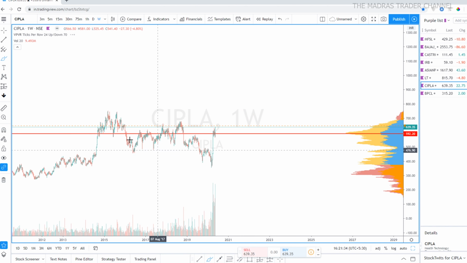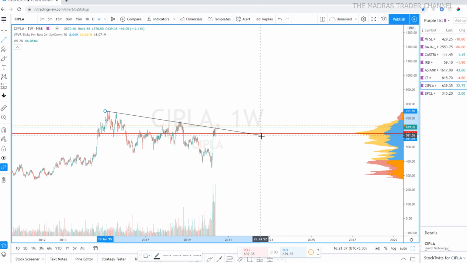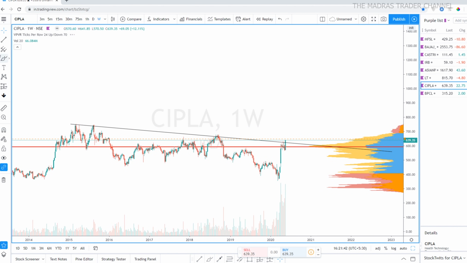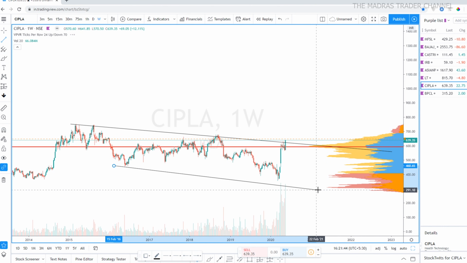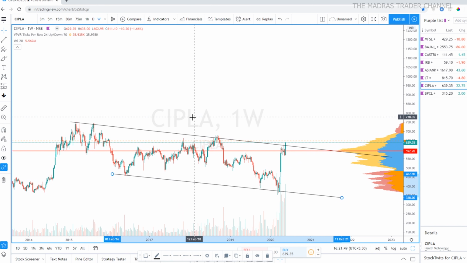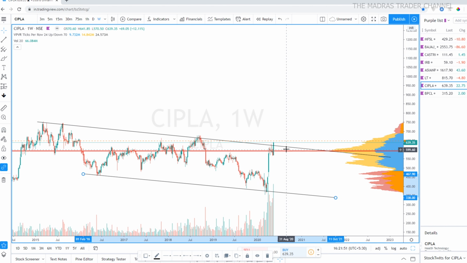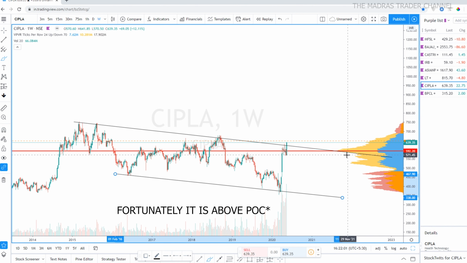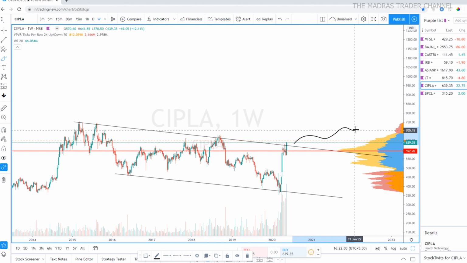I will delete all the things. Here is the trend line I am going to draw. Okay, Cipla is quite bullish, and it has also broken the trend line. Fortunately it is above the volume profile, meaning that it can move away right now from 639, probably 750 at least, right? This area, the 750 area.